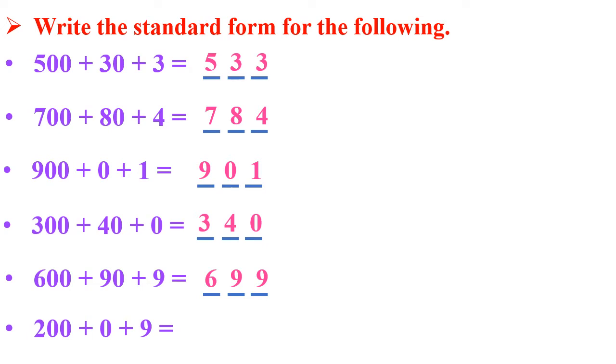Next, 200 plus 0 plus 9. So again we have to draw 3 lines, hundreds, tens, ones. Now 2 in the place of hundreds. 2 has hundreds place value. That's why in the place of hundreds we have to put 2. Again here they were given 0. This 0 is considered as the tens place. So we have to put 0 on the tens place and 9 in the place of ones. So your answer of 200 plus 0 plus 9 is 209.